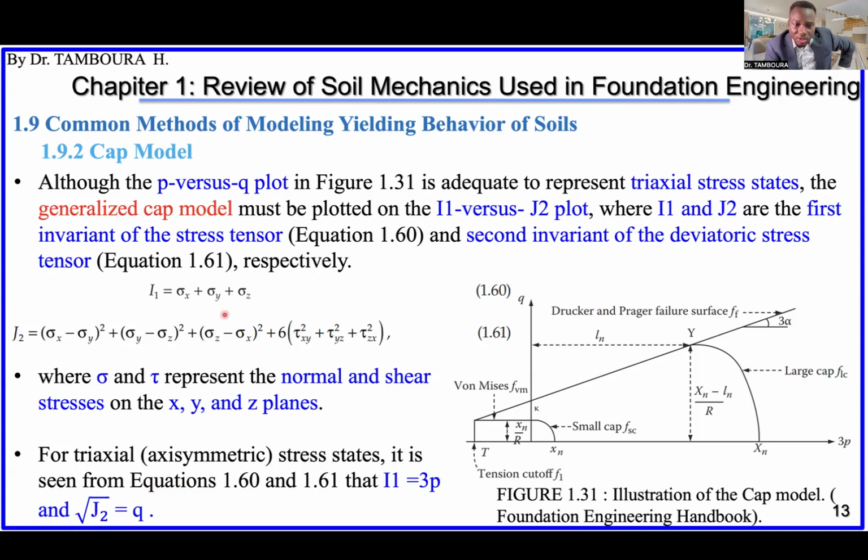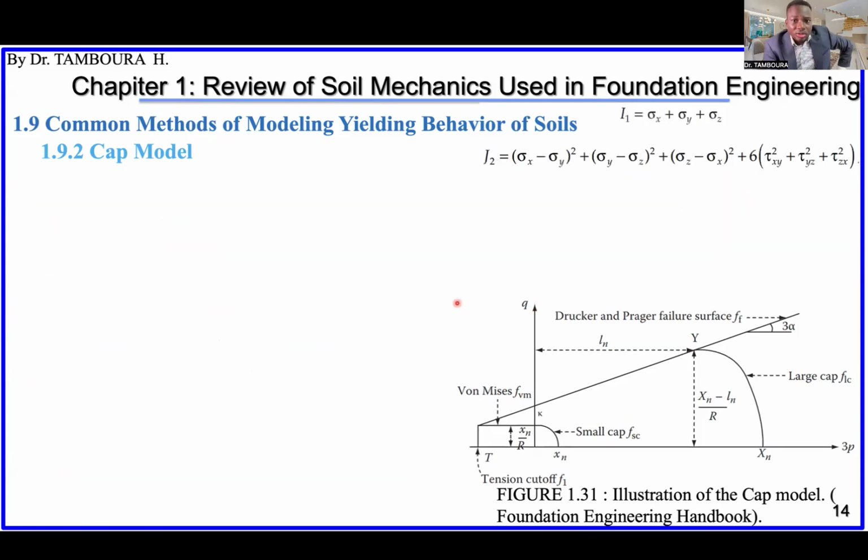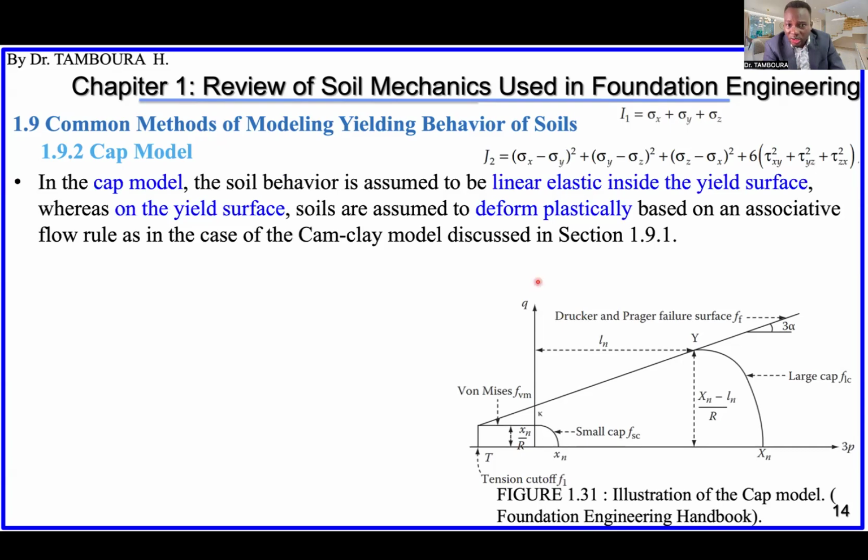And J2, if we take the square root of this J2, we can obtain the shear stress, Q. So this one also can be replaced by square root of J2. Okay. So what we need is to express this model mathematically. This is what we need.